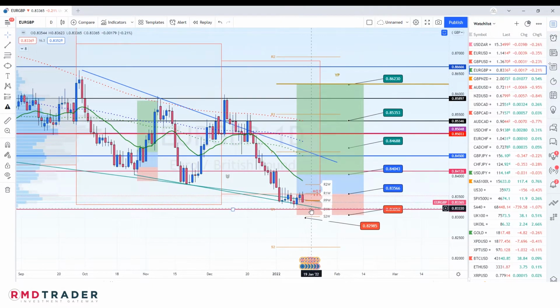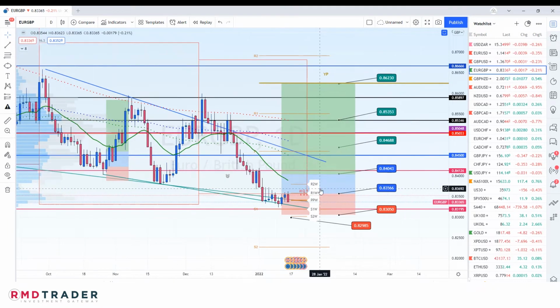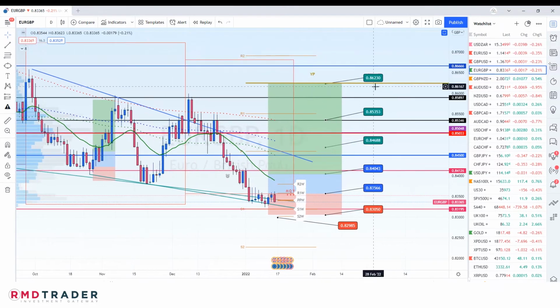move lower towards this area of a monthly S1 at 0.8319, and from there maybe then a very strong correction, which I'm hoping for, which will first see a test of this area of resistance at the wedge dynamic diagonal support at 0.845, and if we can get that into clear, we should hopefully see a move towards that target of our yearly pivot at 0.862.